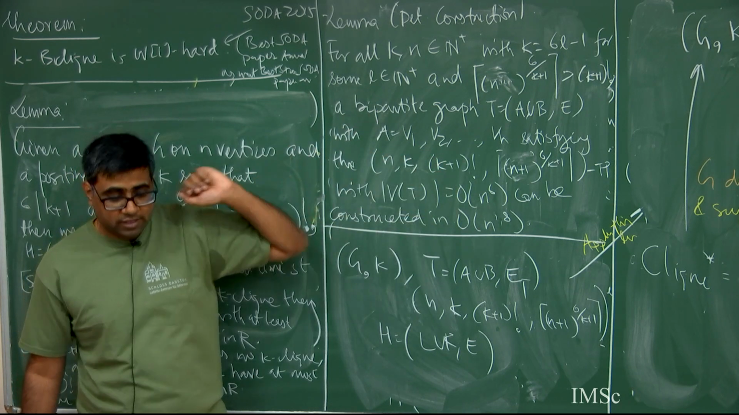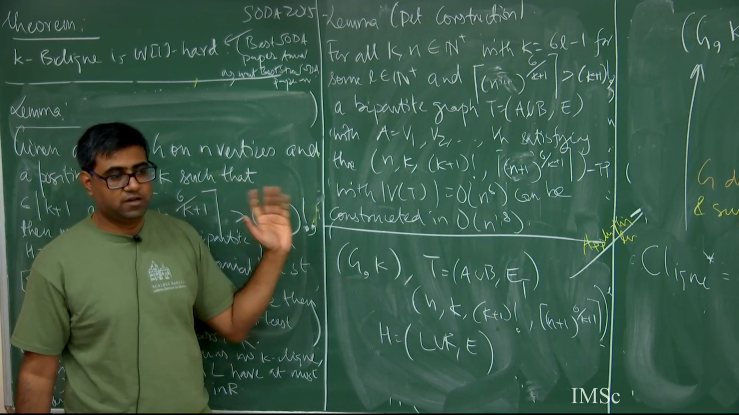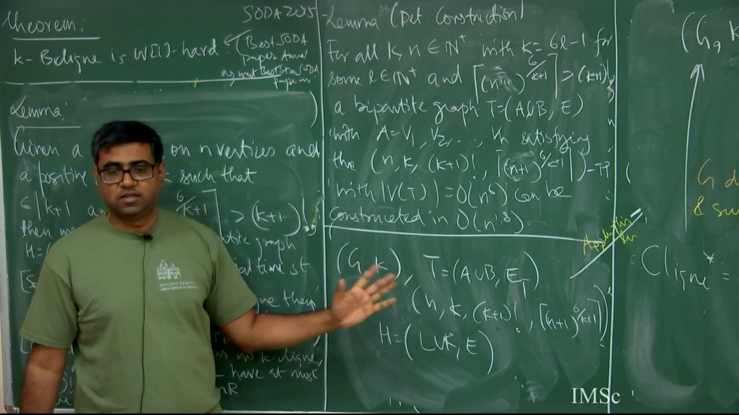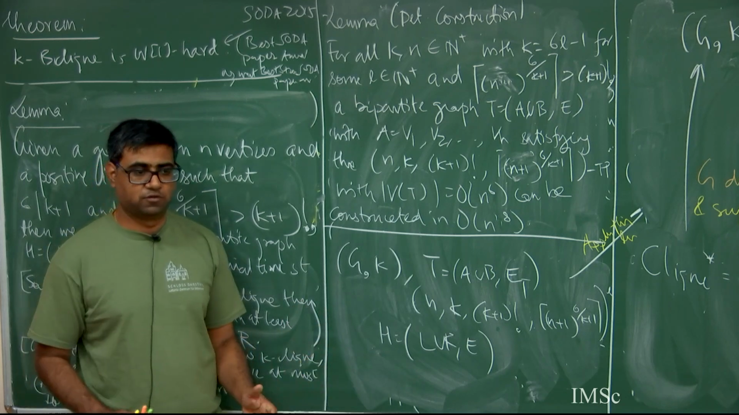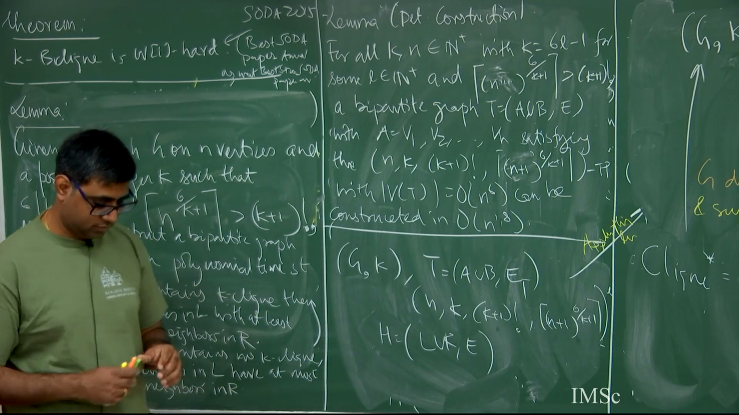Okay, and then once we have seen this construction, we will apply exactly the same construction to show why dominating set does not have a constant factor approximation in FPT time, and that's it.